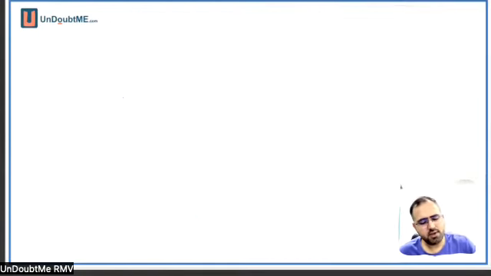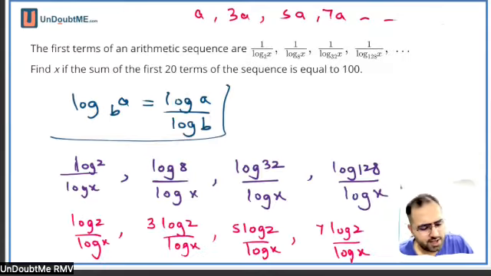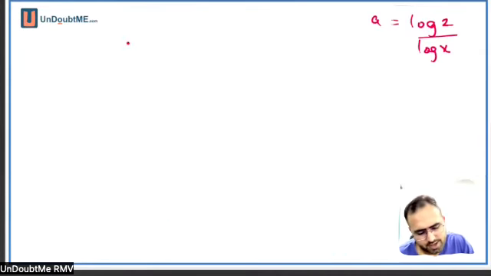Okay, so for time being, I will be treating a as log 2 over log x. Okay, this is an optional step. If you don't want, you can directly get ahead with this, but that will be difficult. So best is to do like this.